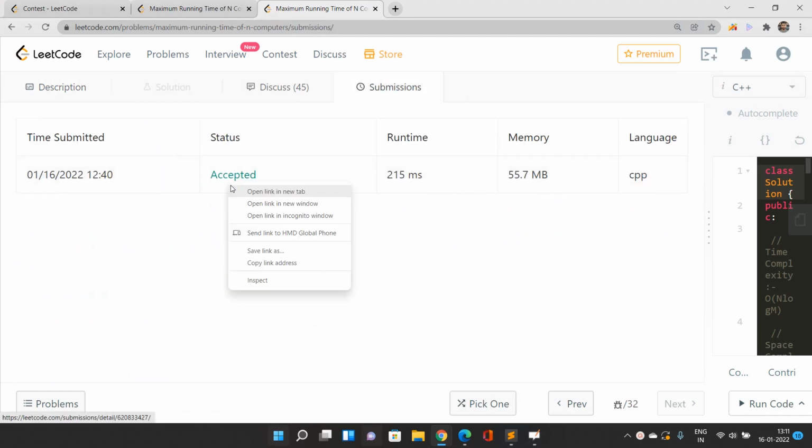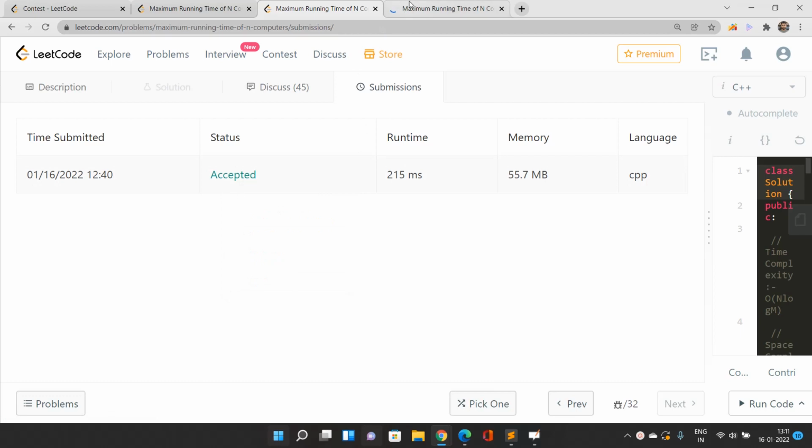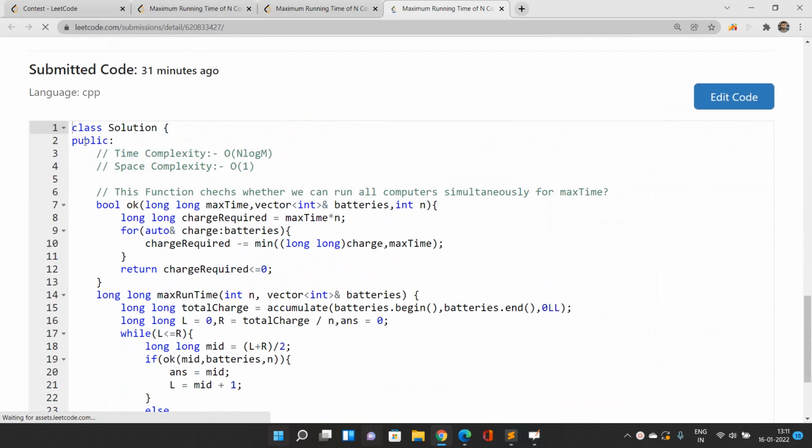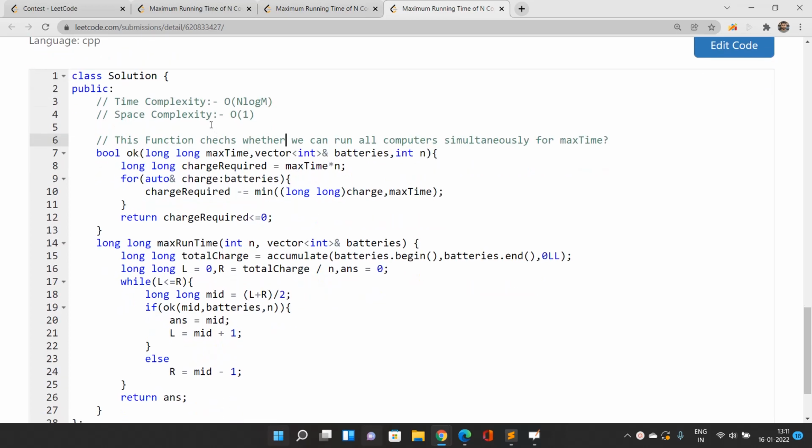Submission accepted, I will show it. You can see I've done it in the very first attempt, because binary search was really easy. The time complexity is n log m, where m is the upper bound, and I will tell you what m is over here. The space complexity will be O of 1, because I'm not going to use any array, so it won't be O of n or anything like that.